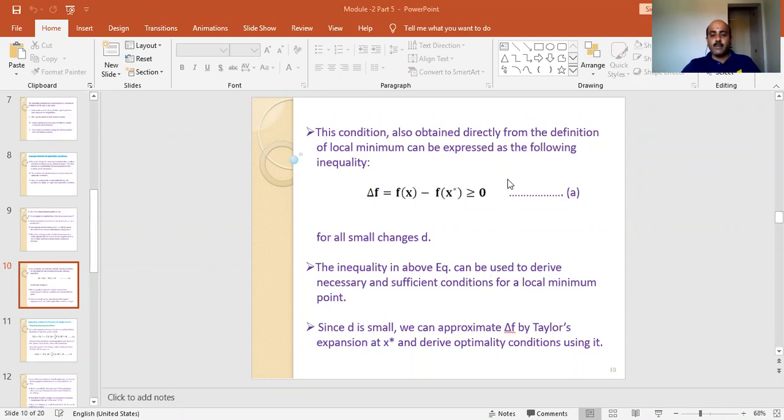Okay. So please remember equation A. This is very important for us. Very important for us. Equation A. So here we are getting the condition from which we will derive the sufficient and necessary conditions for the local minimum optimum.